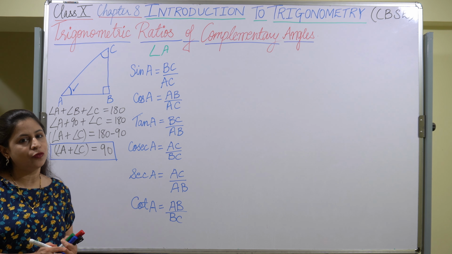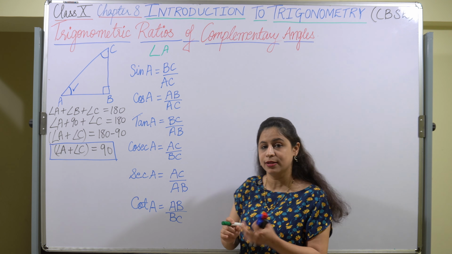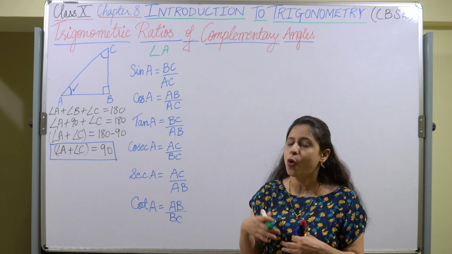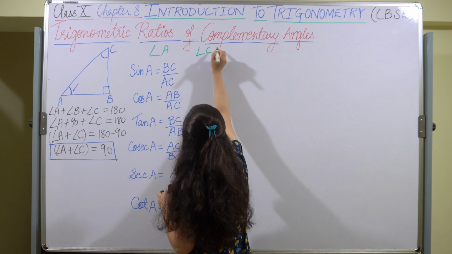Now we will be finding out for the angle C. First of all, let us see what is coming for the angle C. Then we will be correlating A and C, and we will be getting the complementary ratios. So now let us find out for angle C.